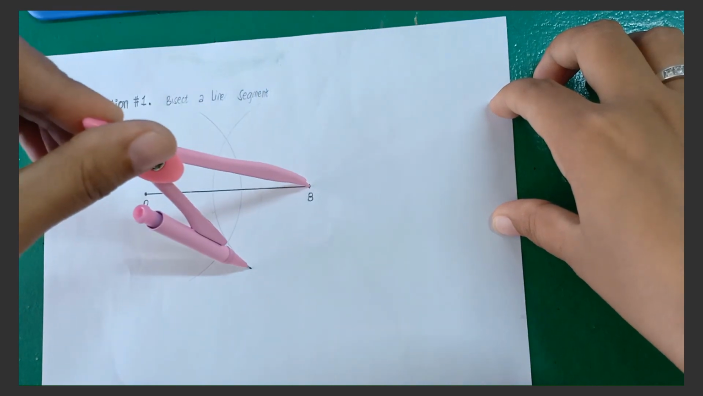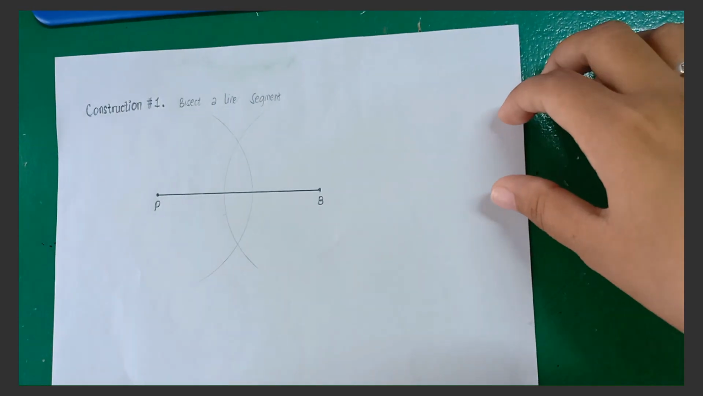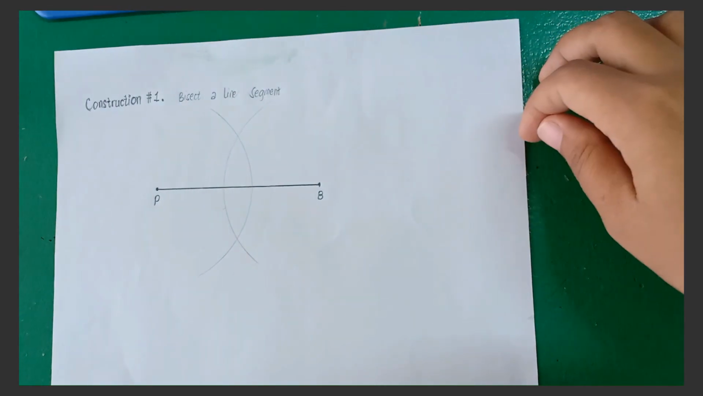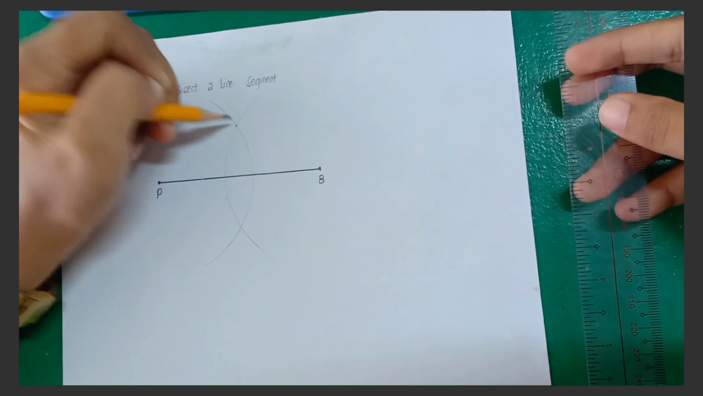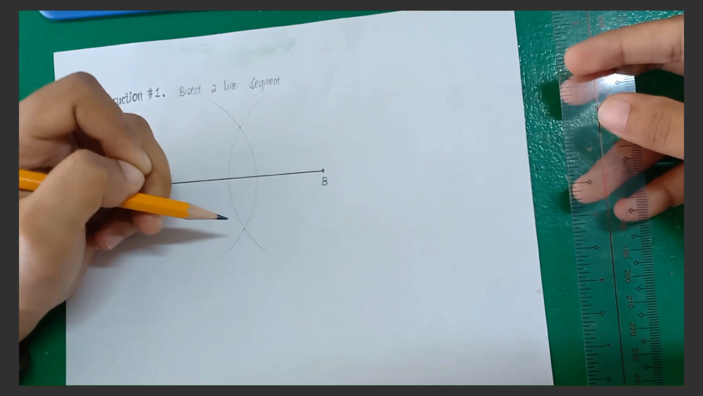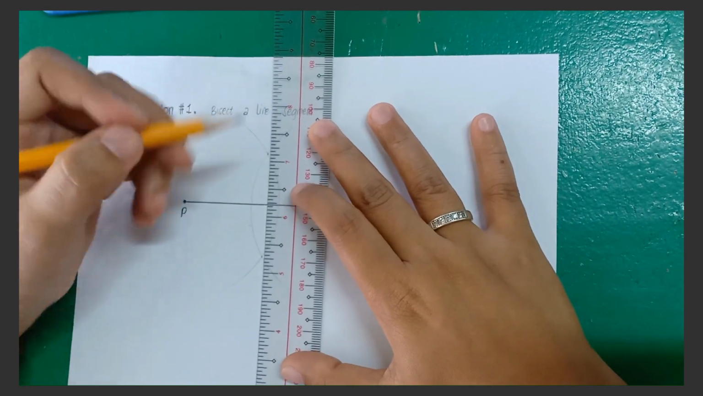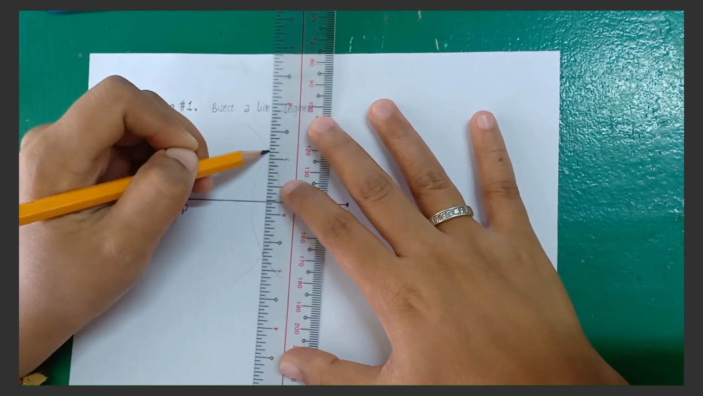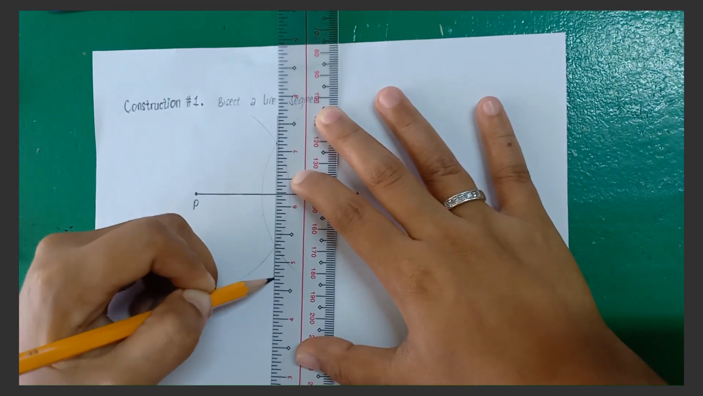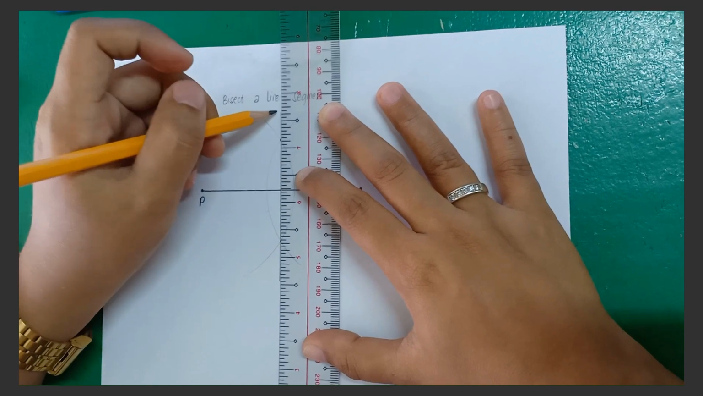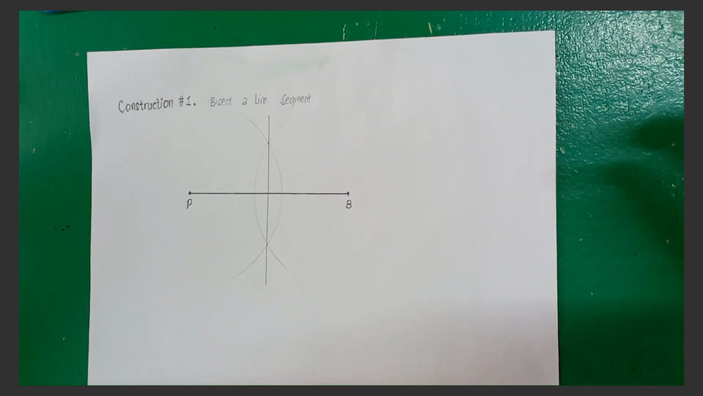Okay, like that. And using a straight edge, draw a line between the points where the arcs intersect. Here, nag-intersect diri sa babaw and also diri sa ubos. So let's use our straight edge or ruler and connect the two intersections. Okay, and we're done. This is line segment DE.